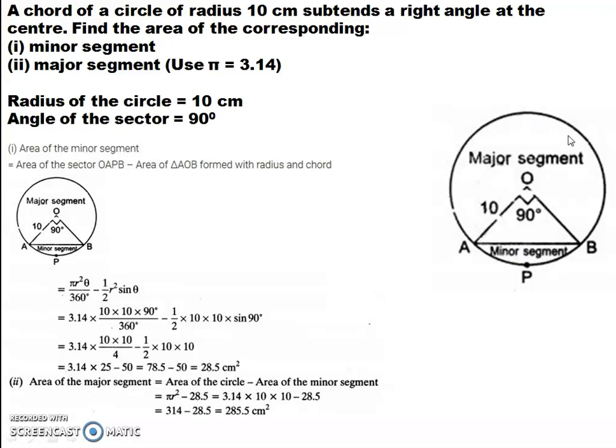How will you find the area of this major segment? If you know the area of the whole circle and this one, you can subtract. So, area of the major segment is equal to area of the circle minus area of the minor segment. After substituting the values, here R is 10 and the area of the minor segment you got from here. The answer is 285.5. So, the next questions we'll discuss in the next video.